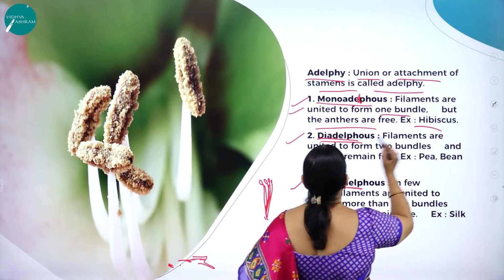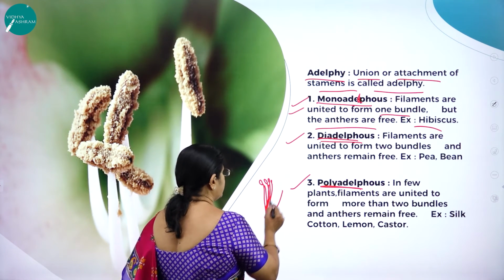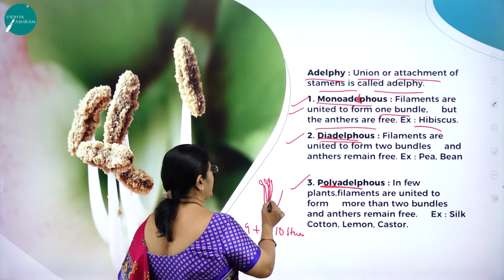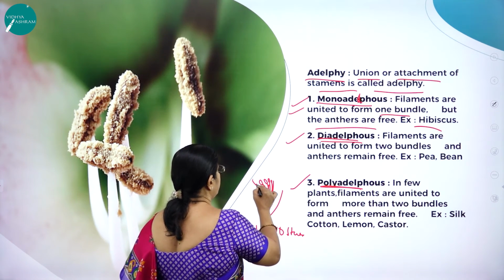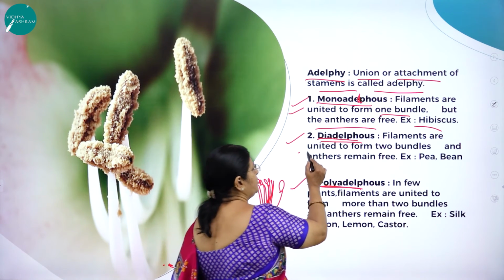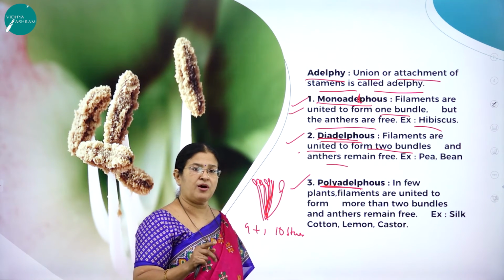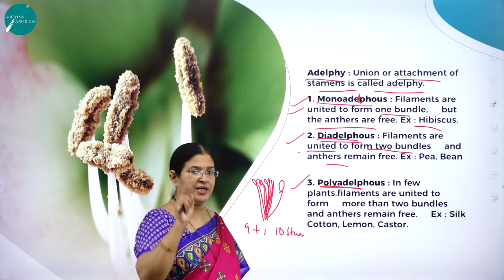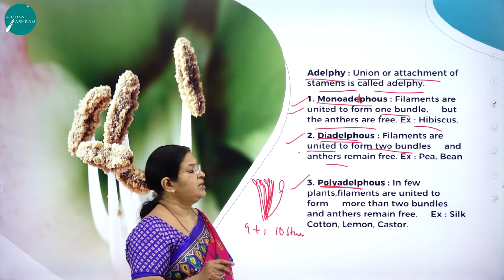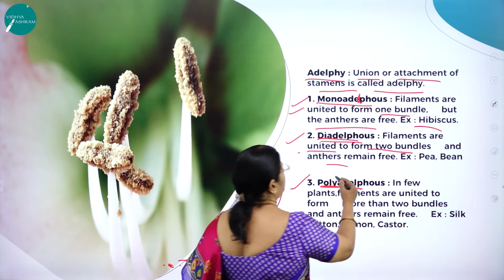Example, hibiscus. What do you mean by di? Di means what? 2. So here you can come across, suppose for example 10 stamens are there, 9 plus 1. So 9 in one bundle like this and one in another bundle. So it is called diadelphous. So here the filaments are united to form two bundles. I repeat, monoadelphous means all the stamens are united to form one bundle. Diadelphous means the stamens are united to form two bundles. When the stamens are united to form more than two bundles, it is called polyadelphous.